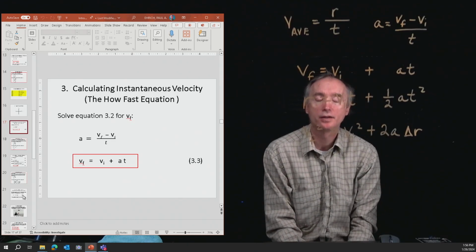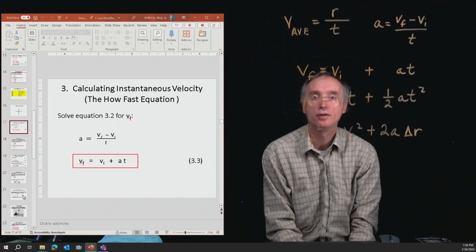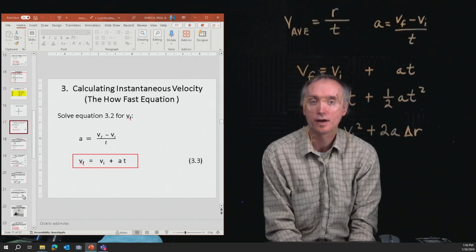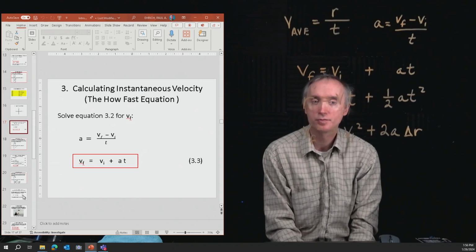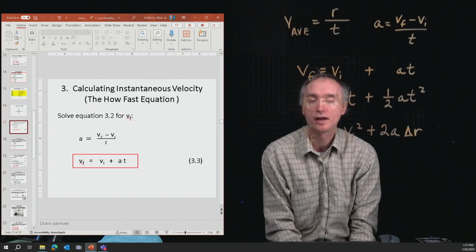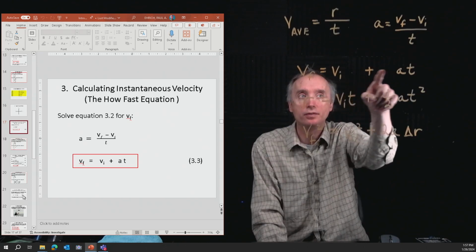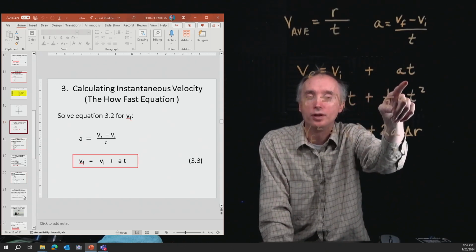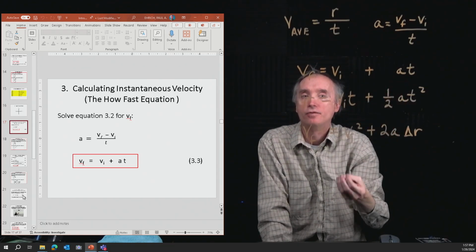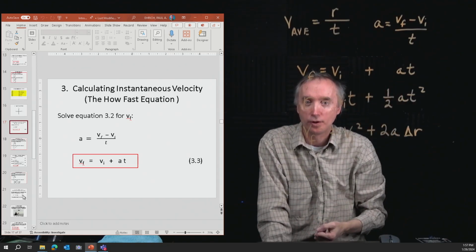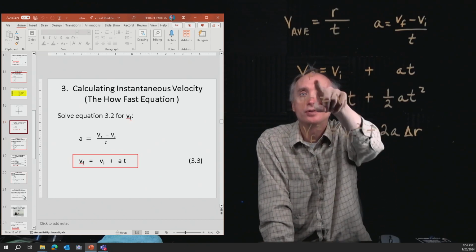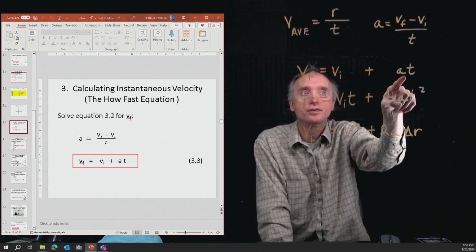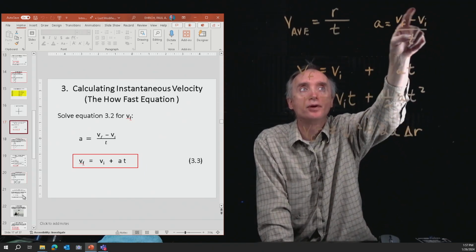Okay, I'm back, and now we want to talk about the how fast equation, the how far equation, and then the hybrid equation. So let's begin with the how fast equation, which is going to be this one here. You're going to use this equation when you need to calculate how fast something is going. And notice that this equation right here is essentially the same as this equation up here.